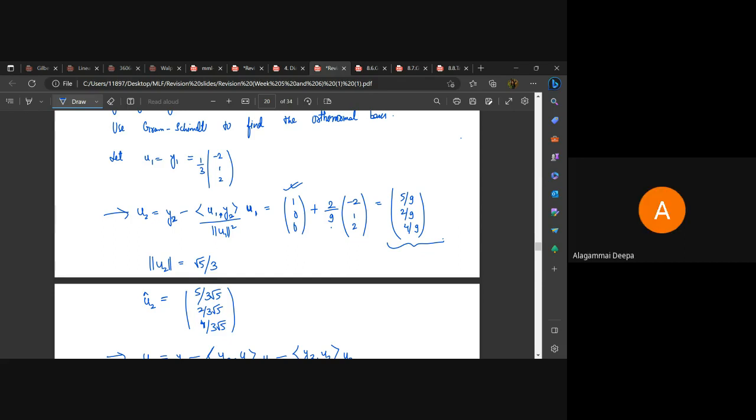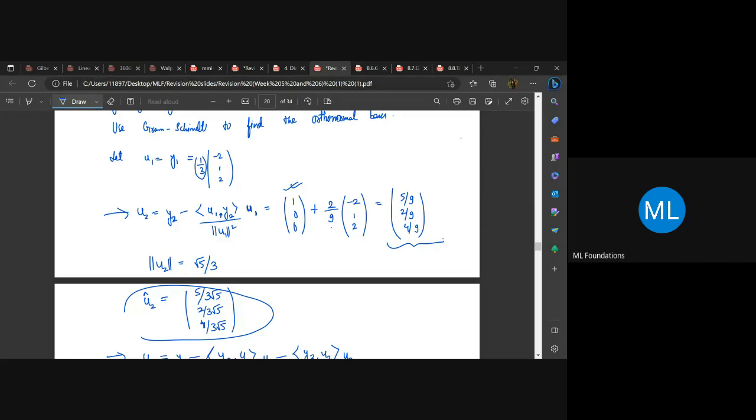And again, the 1 by 3, where does it come from, ma'am? From here, y1. Okay. So you get minus 4 by 9, 2 by 9, 4 by 9. And then add with 1 0 0, you get 5 by 9, 2 by 9, 4 by 9. Okay, ma'am. Now its length is root 5 by 3. So you get U2 hat to be this. Now this is U2.